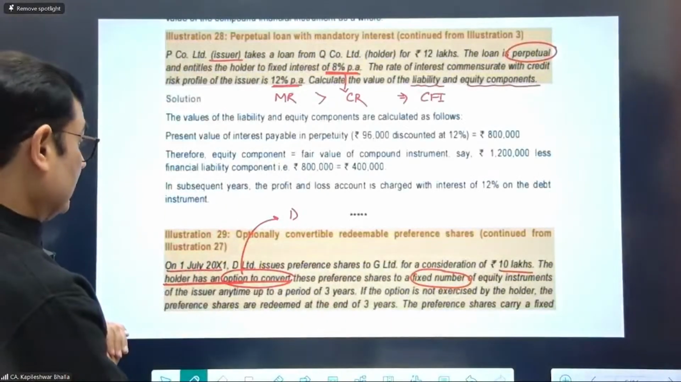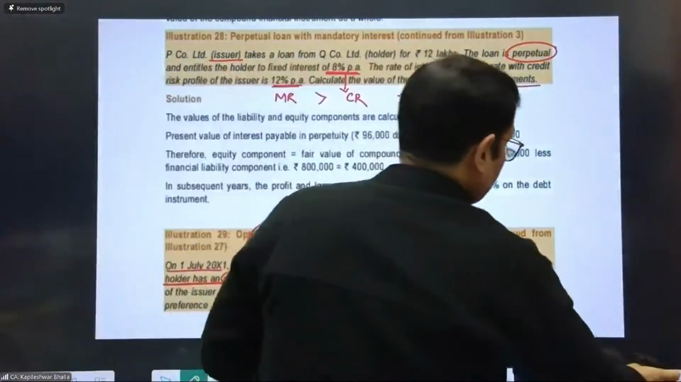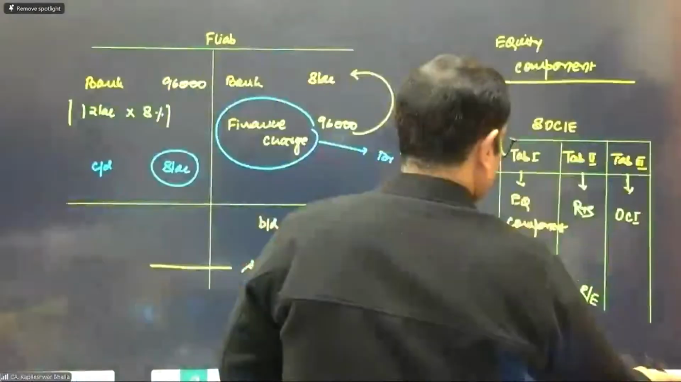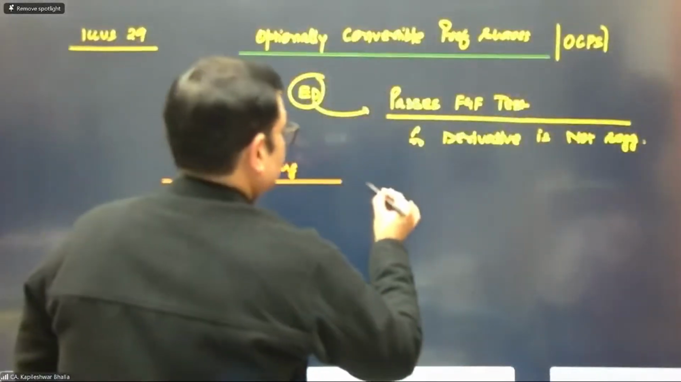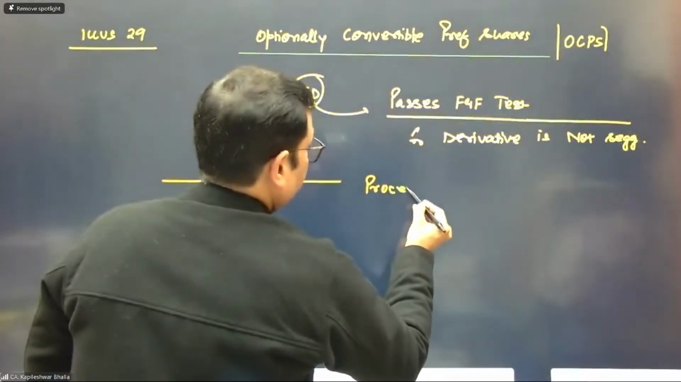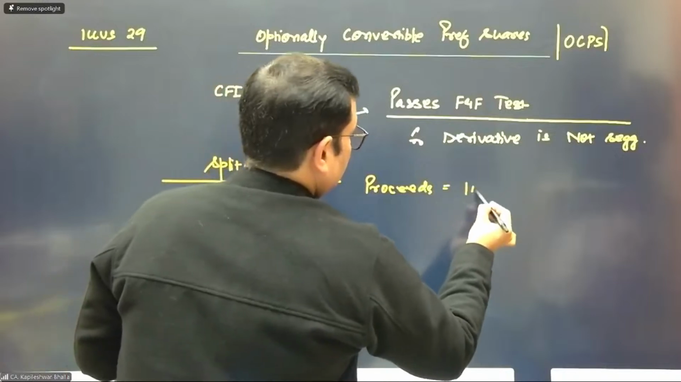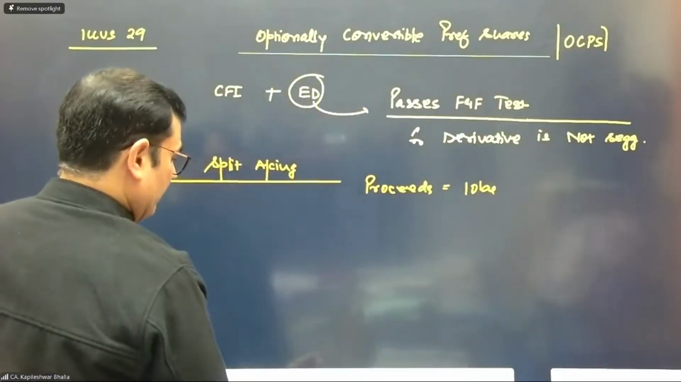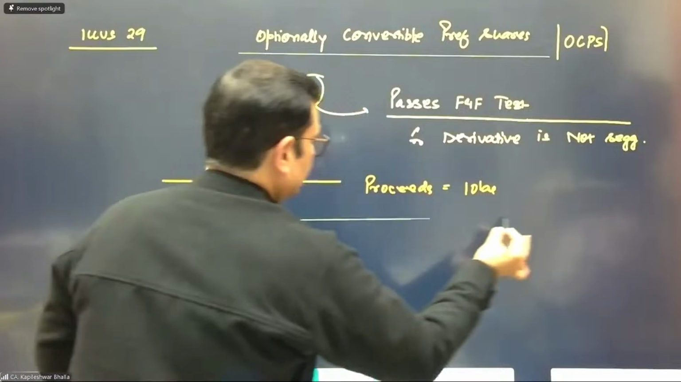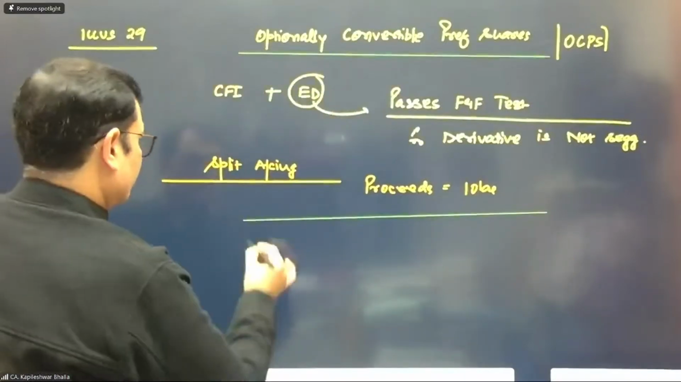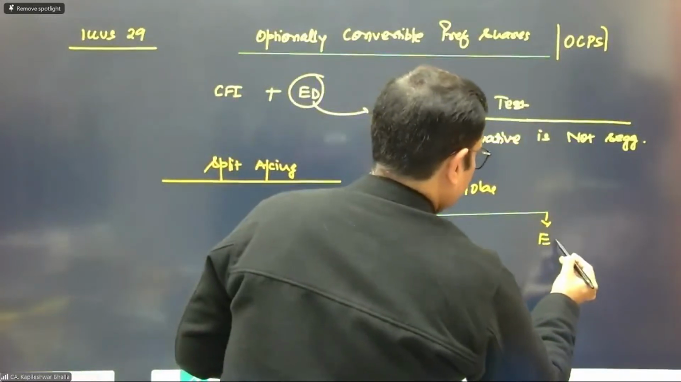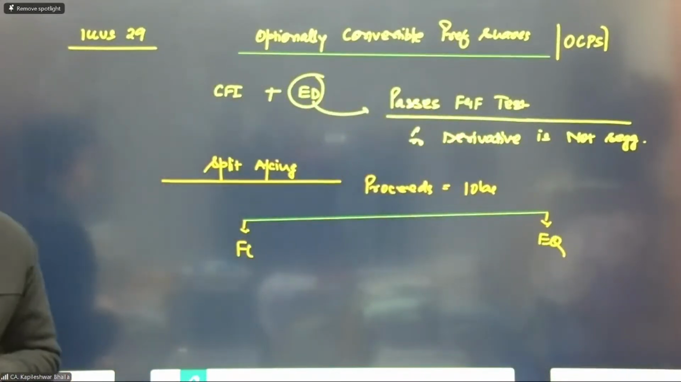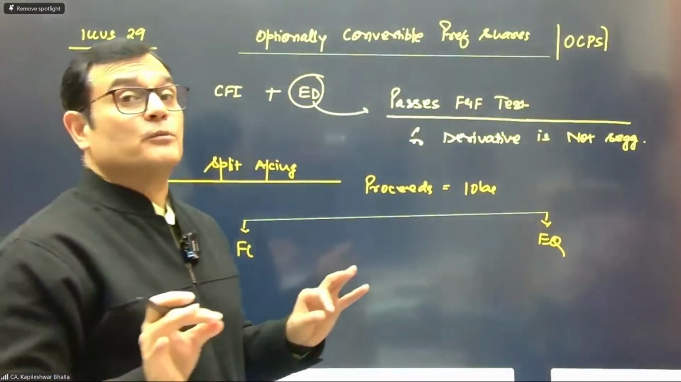So if you look at the proceeds out here, I am given the proceeds are to the extent of 10 lakh. And the life of the instrument is 3 years. So we've got proceeds to the extent of 10 lakh rupees. We need to split this 10 lakh rupees in terms of FL as well as in terms of equity. And the same funda would apply when you look at the financial liability and when you look at the equity element as well. The financial liability in this particular case is going to be based on what?